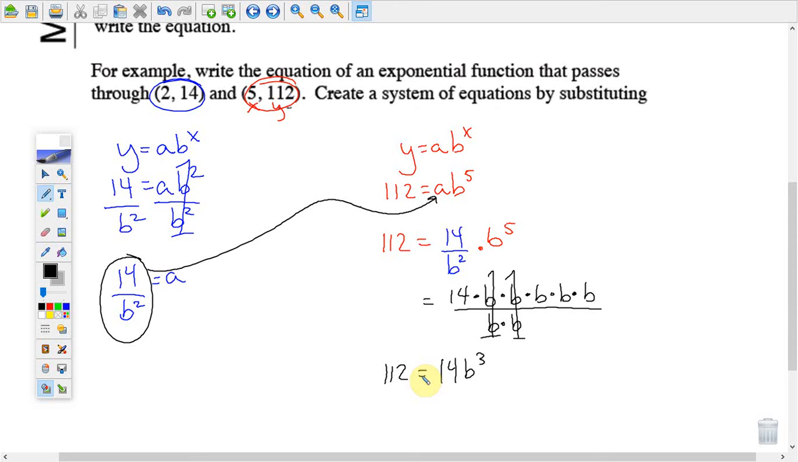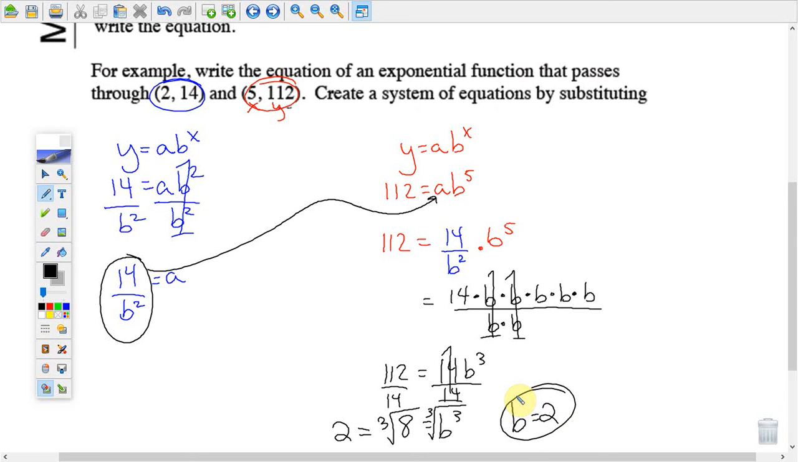So now I'm just going to solve for b. I'm going to divide both sides by 14. Turns out that 112 divided by 14 is actually 8. And then we want to solve for b, so we're going to take the cube root of both sides to get rid of that b cubed. The cube root of 8 is 2. So b equals 2.